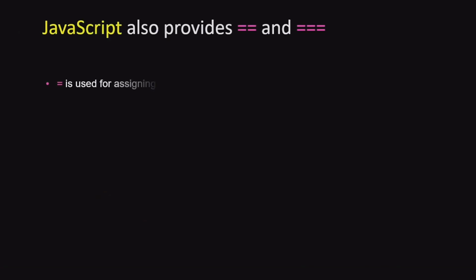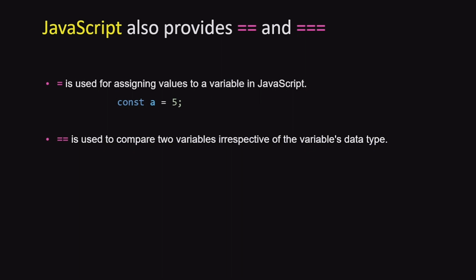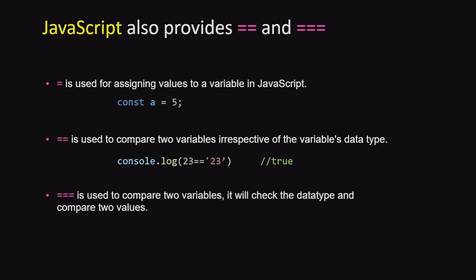Now, another thing you should know: JavaScript also provides the double equal to sign and the triple equal to sign. Single equal to is used for assigning values to a variable in JavaScript. Double equal is used to compare two variables irrespective of the variable's data type. Triple equal is used to compare two variables, but this will check strict type, which means it will check the data type and compare two values.